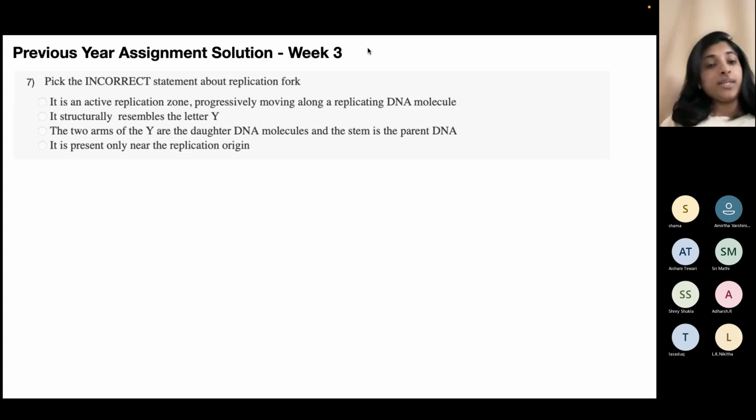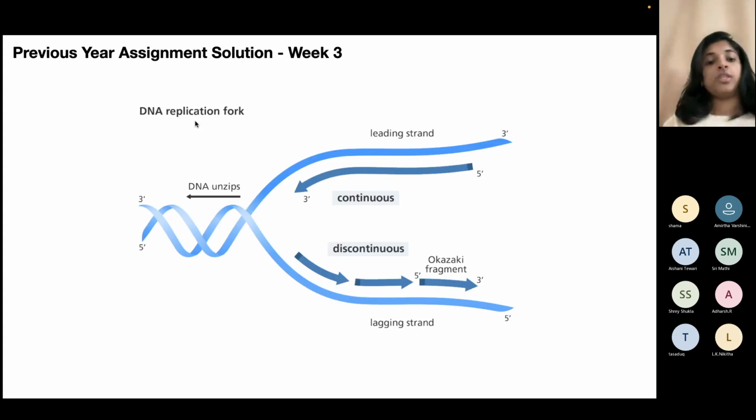The next question was to pick the incorrect statement about a replication fork. So replication fork is an active replication zone progressively moving along the replicating DNA molecule. This is true. It structurally resembles the letter Y. This is also true because if you see that this is the parental strand, and because single-stranded regions are formed, this resembles a letter Y, and the parental strand is used as the template to form the daughter strand.